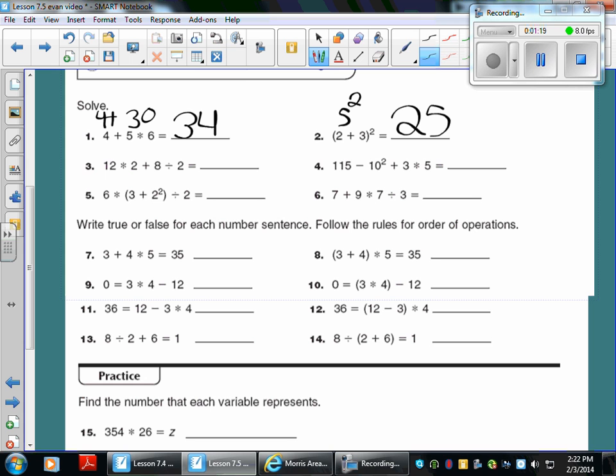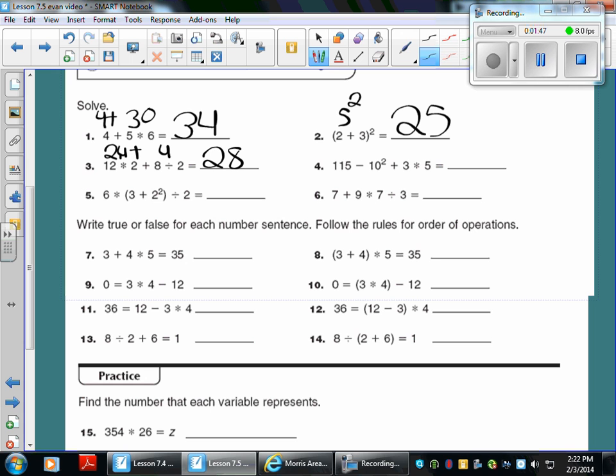The next problem, I have 12 times 2 plus 8 divided by 2. Well, I can just do it left to right. We have multiplication and division in there. Multiplication and division come before addition. 12 times 2 gives me 24. 8 divided by 2 gives me 4. Now I can add: 24 plus 4 gives me an answer of 28.